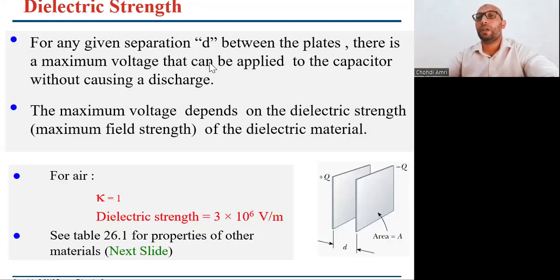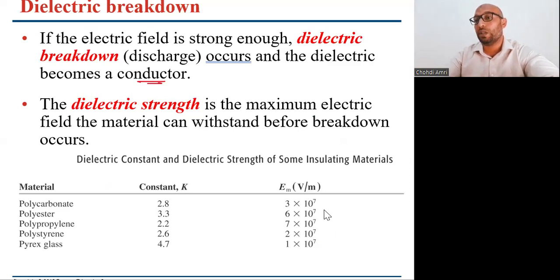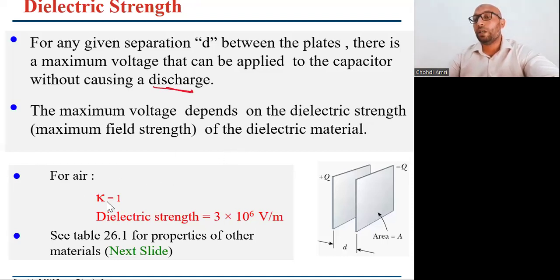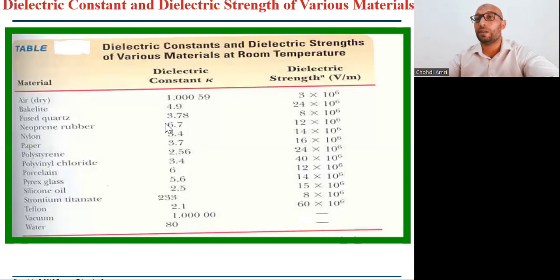Here, for a given separation d between the two parallel plates, there is a maximum voltage that can be applied to the capacitor without causing the discharge. The maximum voltage depends on the dielectric strength, or we can say the maximum field strength, as we see here. Okay. Then for air, the dielectric constant is equal to 1, and the dielectric strength is equal to 3 times 10^6 volt per meter of the electric field. And here we have some properties of the other materials for the dielectric constant and the dielectric strength of various materials at T equal 20.